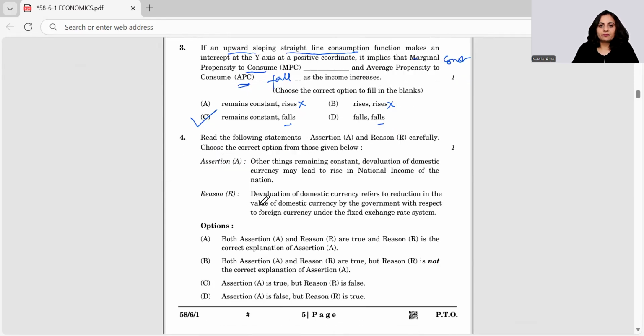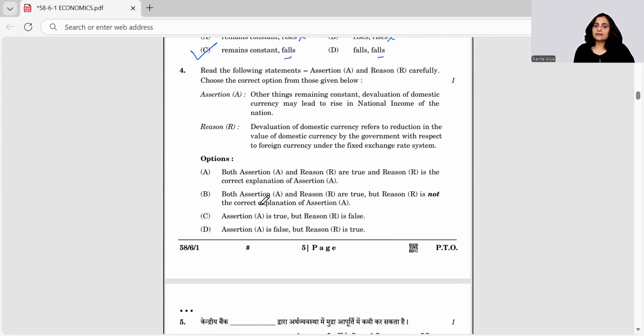Okay. Moving ahead, assertion reasoning based question. Assertion is, other things remaining constant, devaluation of domestic currency may lead to a rise in the national income of a nation. True or false? True. Why? Because we know devaluation will give a boost to exports. And if you remember, exports are a positive component in the expenditure method of national income. Right? So when exports are added, it means GDP or national income is added, right?